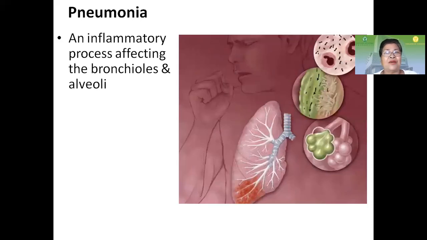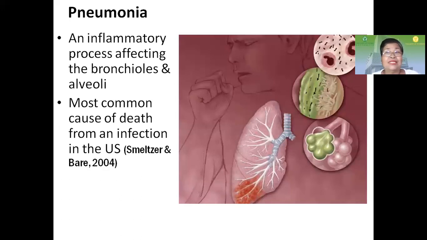Okay. So the first restrictive disorder is pneumonia. So ano yung tinatawag natin pneumonia? Pneumonia is otherwise known as pneumonitis. This is an inflammatory process affecting the bronchioles and the alveoli. So this is the most common cause of death from an infection as given by Smeltzer and Bare 2004, in the US. But this is the common cause of infection not only in the US but also in the Philippines, globally.